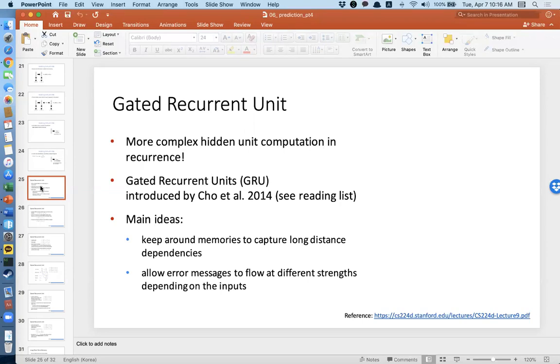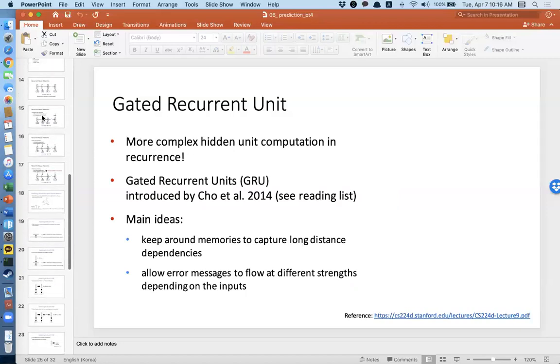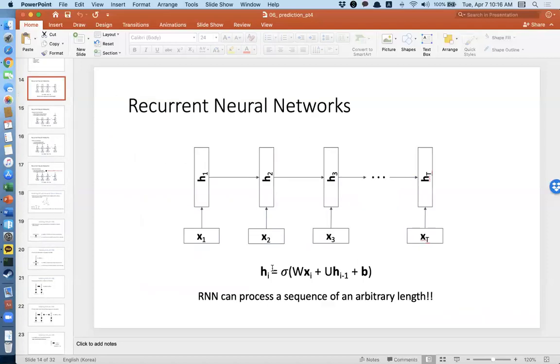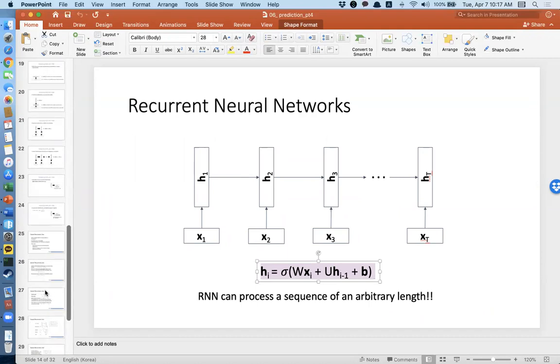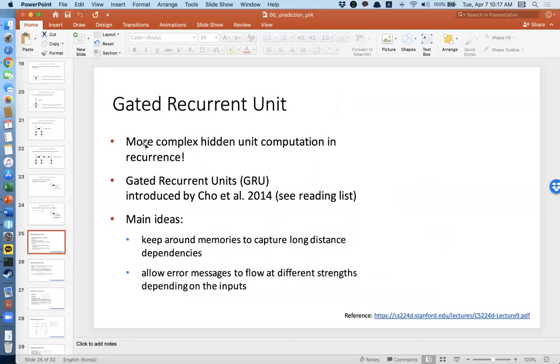But the gated recurrent unit is simpler than LSTM, so it's more educational to go through GRU first and then describe LSTM. A gated recurrent unit is just a more complex hidden unit computation in recurrence. The update rule for RNN was basically just one line, right? It's very simple. Anybody can code this in Python, but for GRU the update rule is a bit more complicated. GRU was introduced by Kyunghyun Cho in 2014.